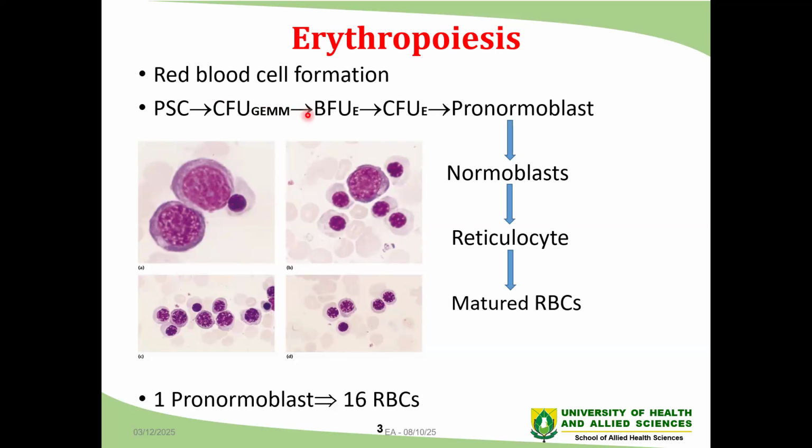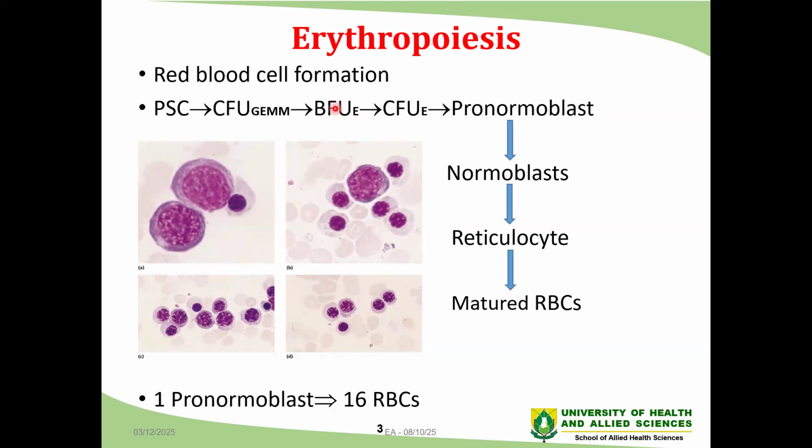So the first primitive cell that can be said to be on the trail to become a red cell is what we call the burst-forming unit erythroid. And this further develops to form what we call the colony-forming unit erythroid. And this further produces what we call the pronormoblast. Now, the pronormoblast happens to be the earliest morphologically recognizable form of a red cell within the bone marrow space.